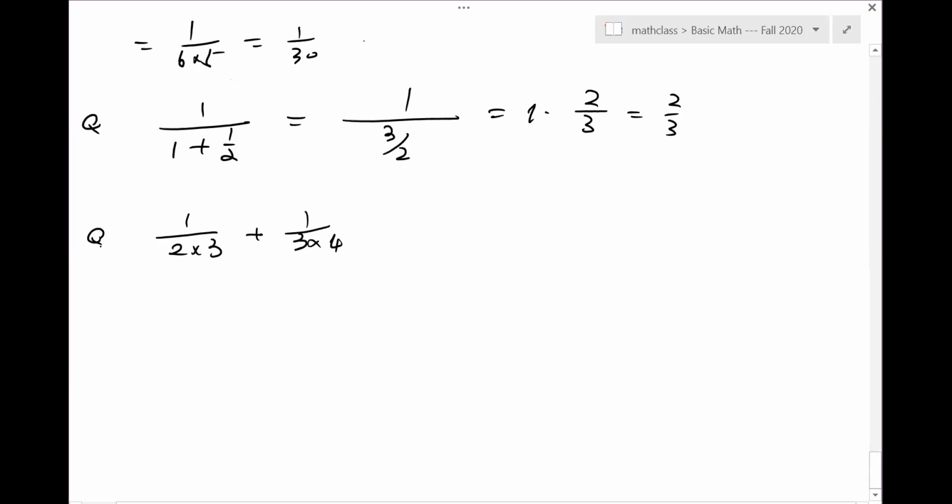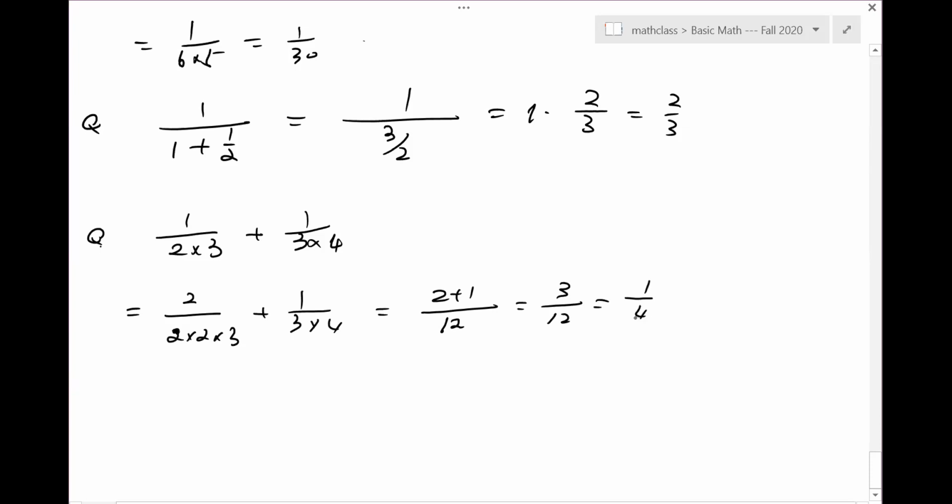Right. There are a couple ways to solve this problem, okay? The first one is you just get a common denominator. Here's 2 times 3, here's 3 times 4. So I think I should have put here 2 times 2 times 3. Then here's 3 times 4, we have a common denominator. So you will get 2 plus 1 over 12. But 2 plus 1 is 3, and 3 is a factor of 12. Okay? So it's going to be a quarter, right?